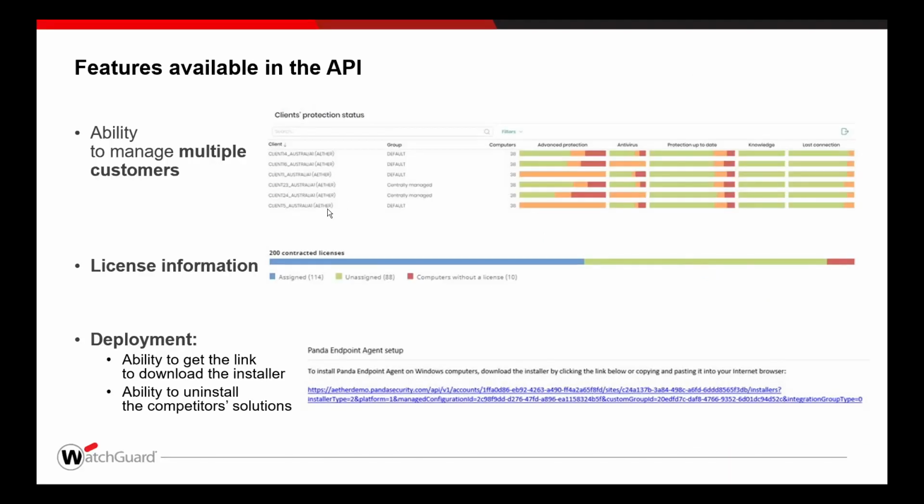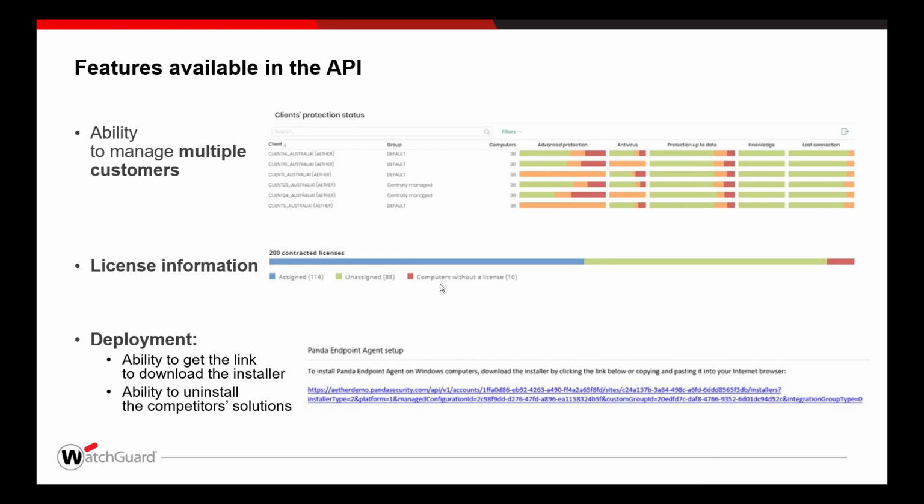The API includes a lot of features. One of them is the ability to manage multiple customers with one API token. So just with a single integration, you will be able to get information of all your customers in an automated way. The API will also allow you to get information about the licenses used and not used by your customers.